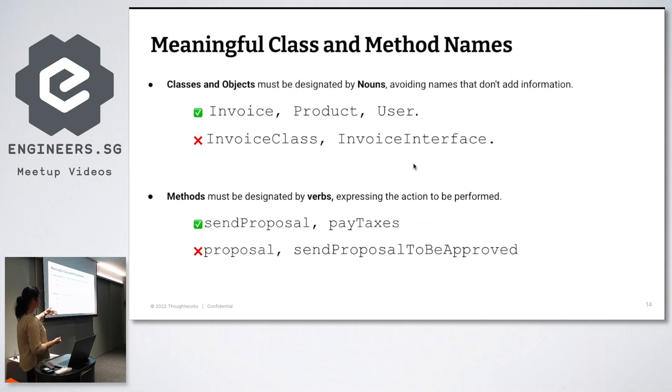For example, sendProposal is very clear, payTaxes as well. If I name a function proposal, you might not know what this function does. You will have to go inside the function and check what it does. Or let's think about sendProposalToBeApproved. This name is also not very accurate. Why? Because the function might be sending the proposal for getting the approval, and it might get rejected also. There are two cases, approved or rejected, but the name says "to be approved." It's a bit vague, not clearly identifying what the function will be doing.